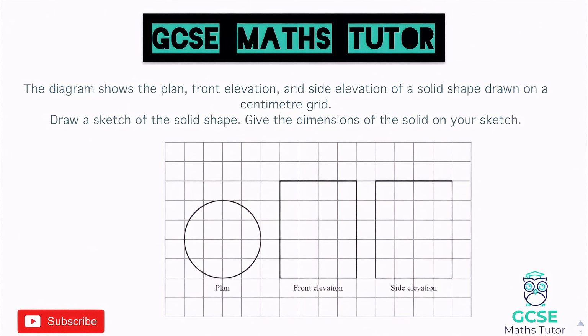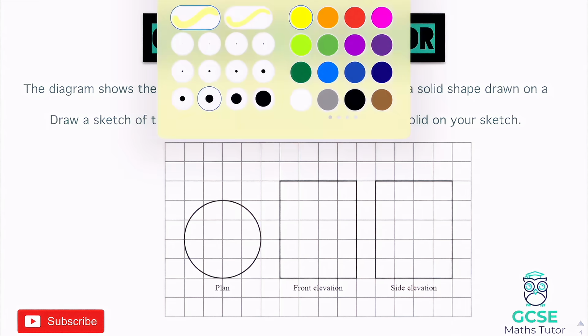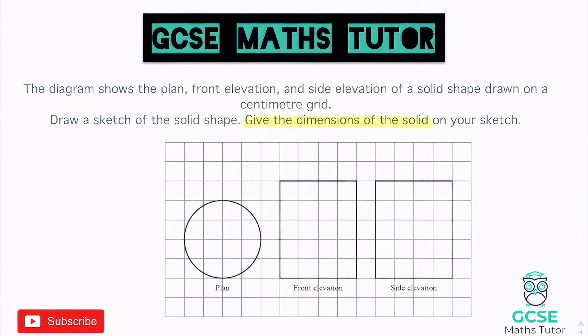Right, okay, so in this question we're actually going to have to draw the 3D shape. So we need to have a think about what this is actually going to look like. It says the diagram shows the plan, the front and the side elevation of a solid shape drawn on a centimetre grid. It says draw a sketch of the solid shape and give the dimensions of your solid on your shape. So just be careful with that, because giving the dimensions means we've got to put the lengths on. So we've got to put how many centimetres wide or high or whatever it is.